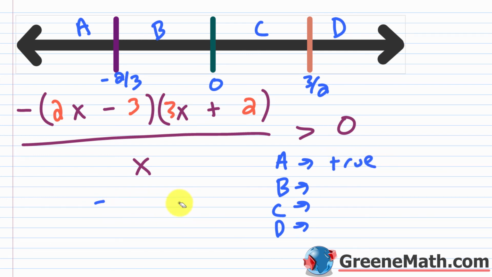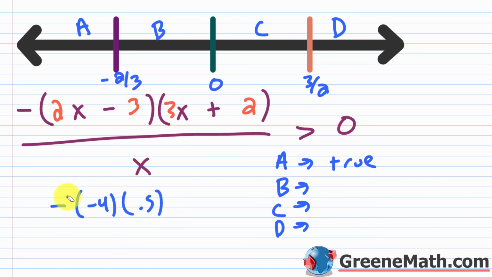All right, for B, this is a very tight window. I would just pick negative 0.5. I think that would be pretty easy to work with. So 2 times negative 0.5, that would be negative 1, and then negative 1 minus 3 would be negative 4. So you have the negative of negative 4, and then over here, 3 times negative 0.5, that's negative 1.5, and then plus 2, that's going to be 0.5 or a half.